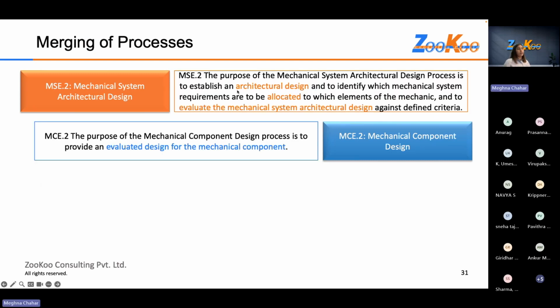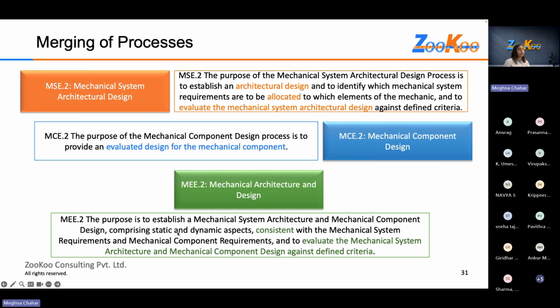Here, the main purpose of this process was to establish the architecture design and also to identify which mechanical system requirements are allocated to this architecture design, and then evaluate your architecture design against your defined criteria. This was the purpose. For component, the main objective was only to evaluate your design for the mechanical components.